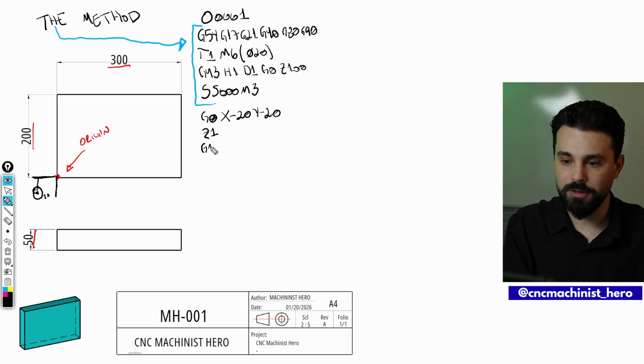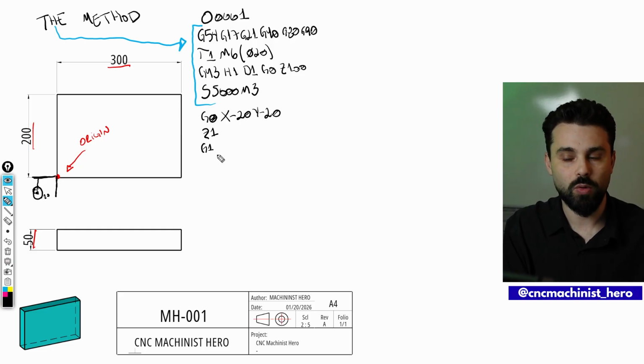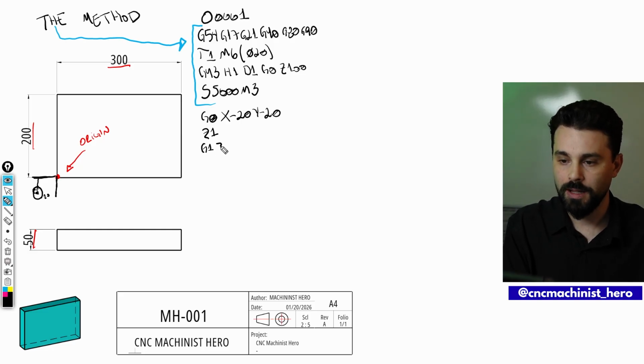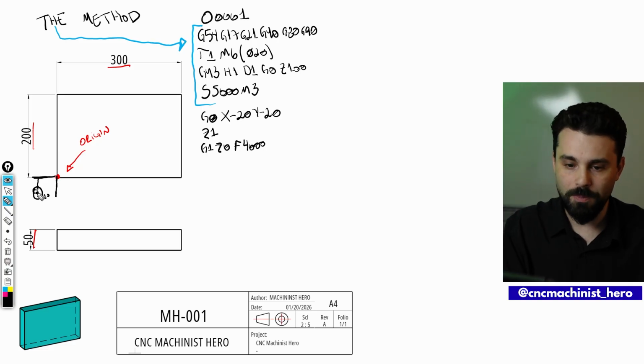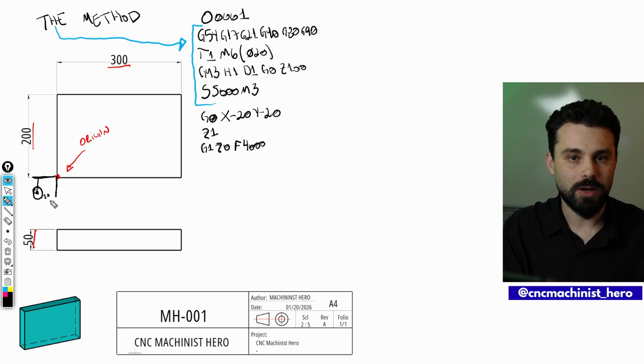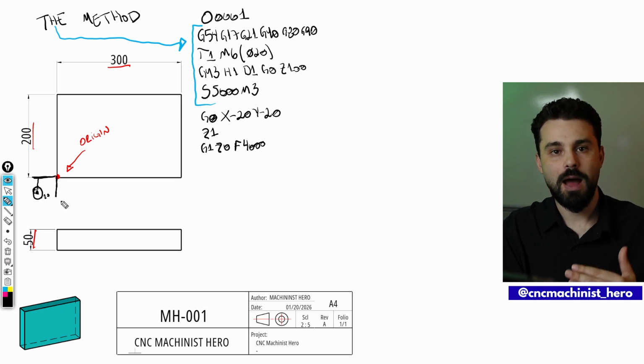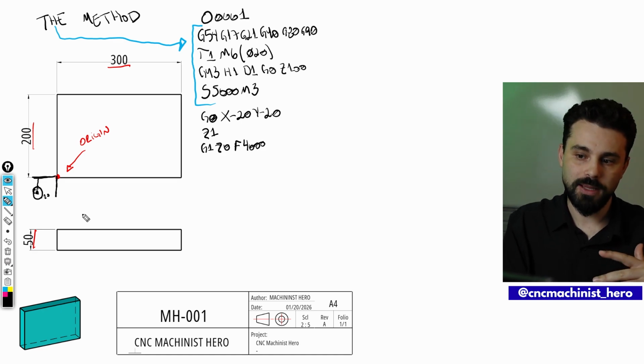And next step, I'm going to turn on G1. That's my program feed. G1, I want to go to Z0. And I want to use an F, that's my feed rate of 4000. So I'm positioned here, X minus 20, Y minus 20, and I'm on Z0, ready to begin my contouring.